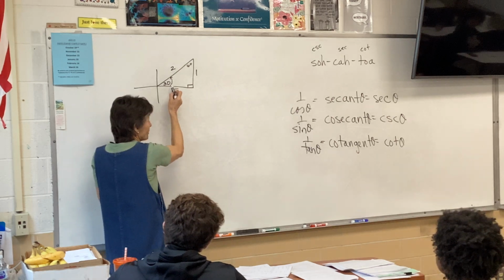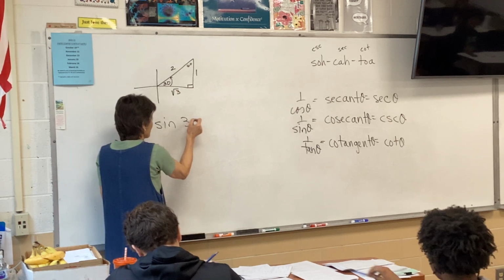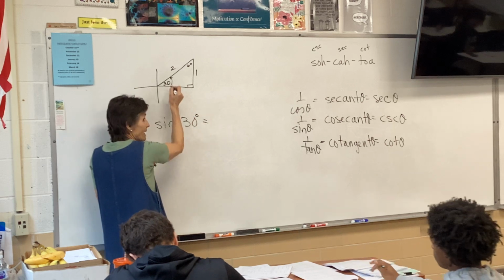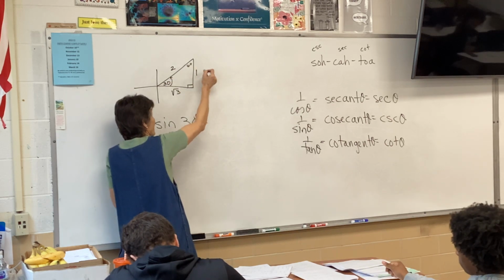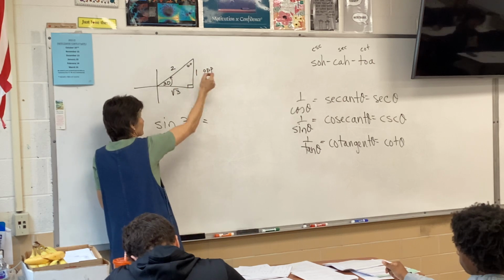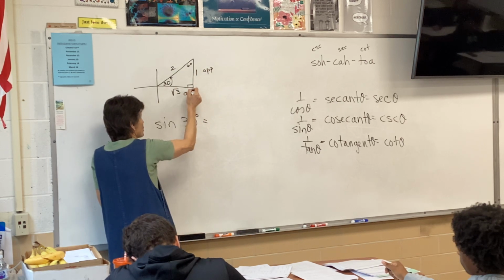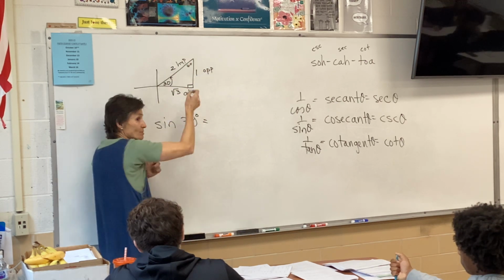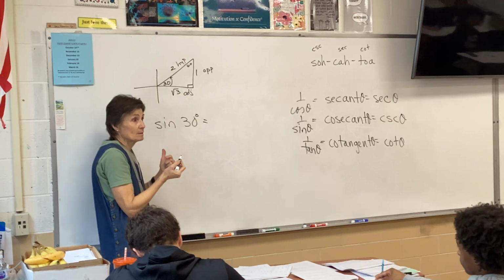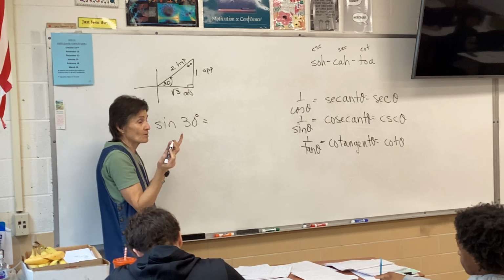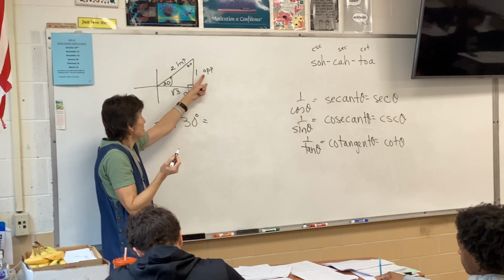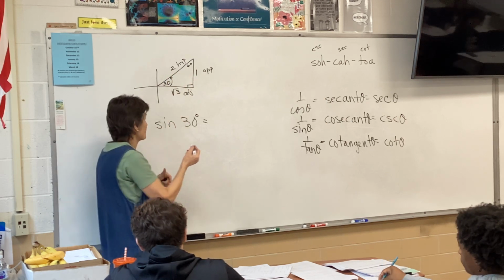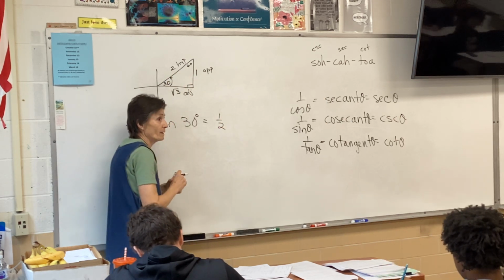This is my angle. I'm doing the sine of 30 degrees. So this is my angle, meaning this side is opposite, this side is adjacent, and this side is hypotenuse. Does that make sense to you? So now I know my answer. Sine is opposite over hypotenuse, so the answer is 1/2.